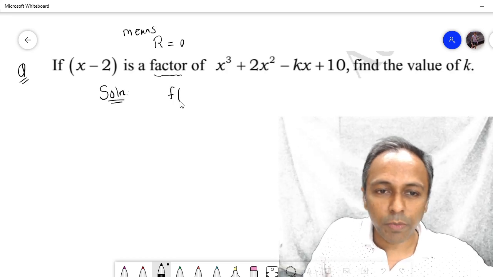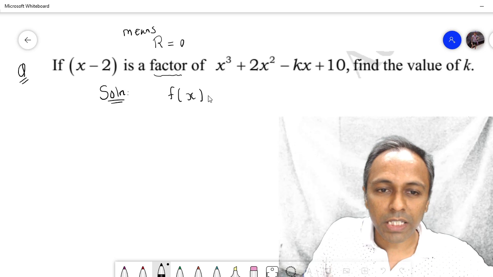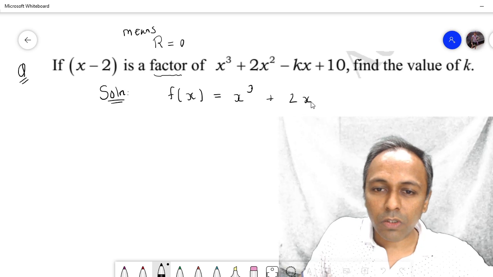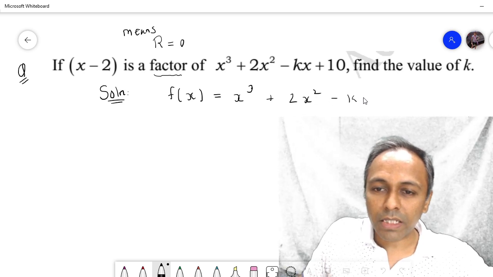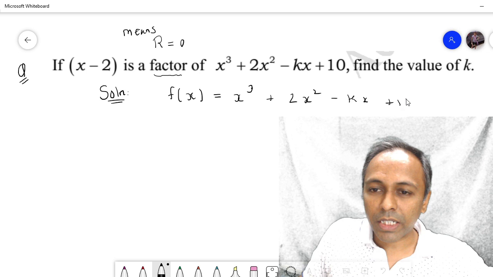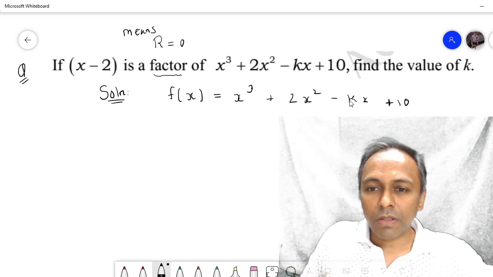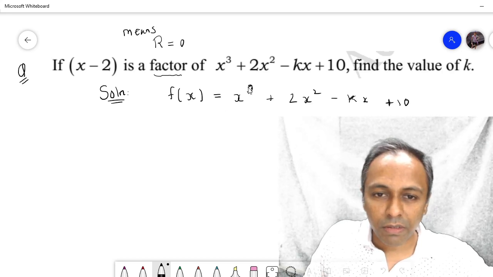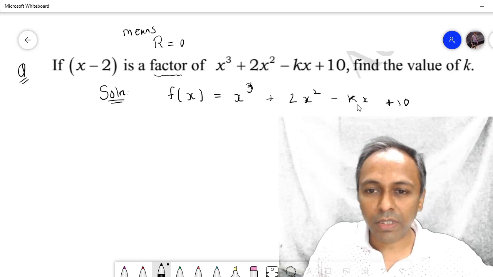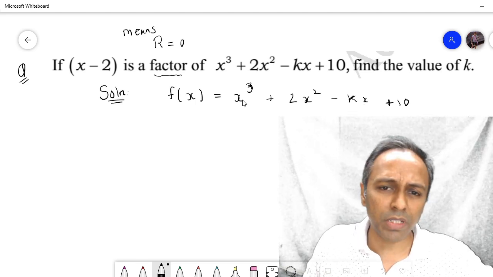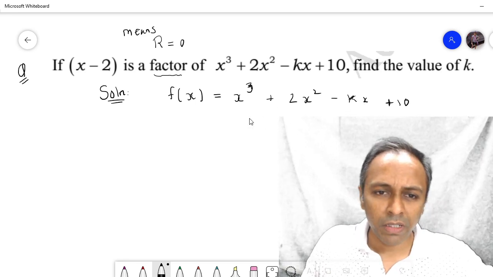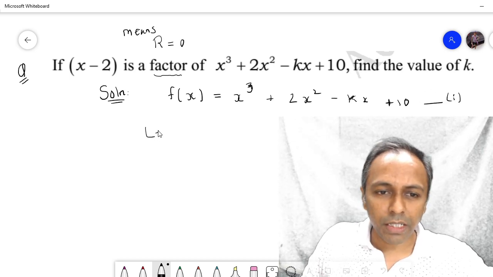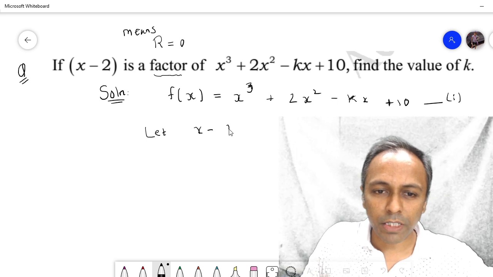We said in the older problem, we will name the polynomial as f of x, as the variable is in x. So x cube plus 2x square minus kx plus 10. Don't take k as the variable. Don't write f of k. Take x as the variable. K is some constant. Polynomial is in x form. Anyway, let's number this as 1 and let us equate as usual x minus 2 with 0.